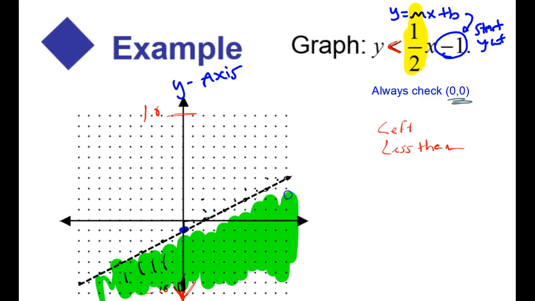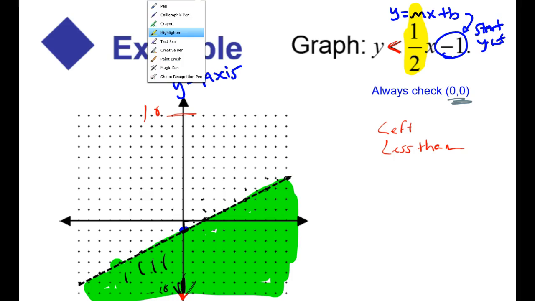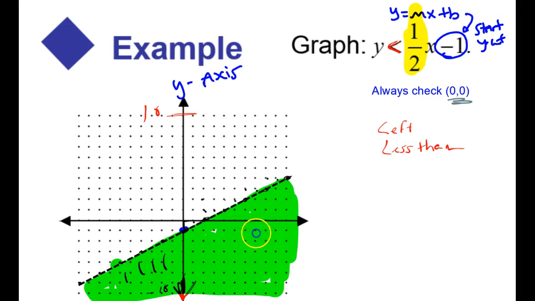And that means everything in this green section, except for the values that fall directly on the line, should be a solution. For example, this point, whatever it is, over, I don't know, 7 down 1, 7, negative 1, should satisfy this system. But again, I always like to check 0, 0, and I see quickly that 0, 0 is not shaded, so I want to make sure that this is a false statement.